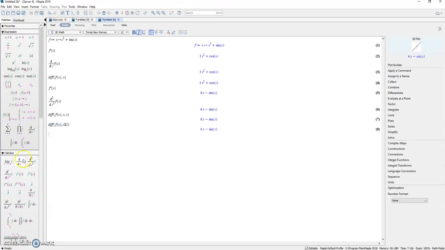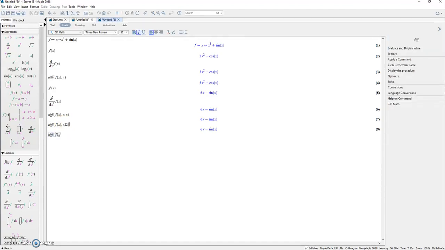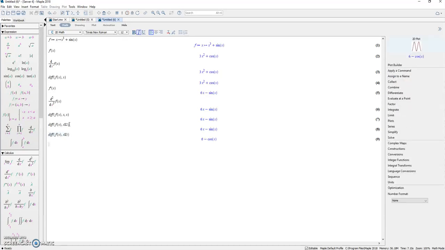In both of these, we're indicating that we want the derivative of f of x to be taken with respect to x 2 times. This indicates differentiate the function f of x with respect to x, and then with respect to x again. We could also enter diff f of x, comma, x, $3, close parentheses, to get the third derivative, and so on.